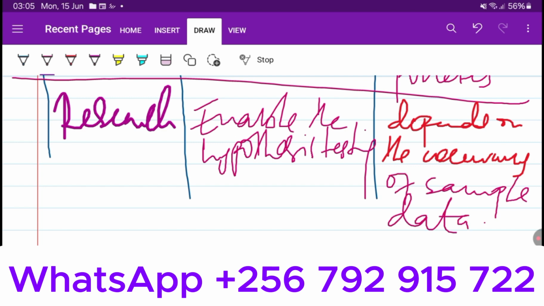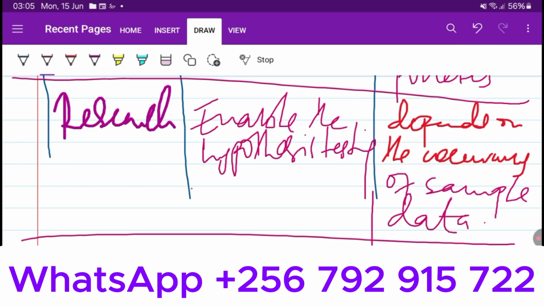So that's where we shall start from, where we shall be talking about the branches of statistics, where we shall look at descriptive statistics and then inferential statistics, or what we call predictive statistics.